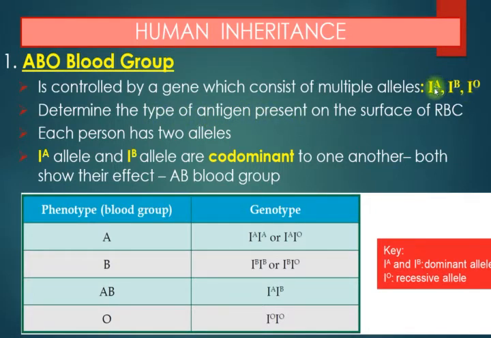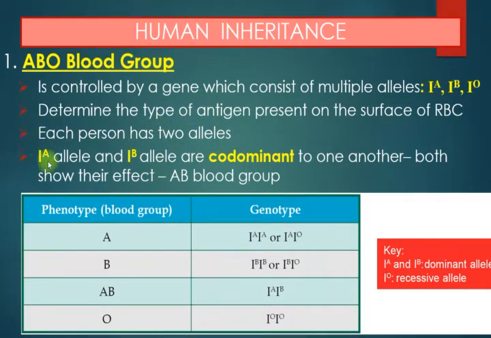IA will cause the formation of antigen A and result in blood group A. IB will cause the formation of antigen B and result in blood group B. IO does not cause the formation of any antigen and results in blood group O. Each person has two alleles present in the gene.